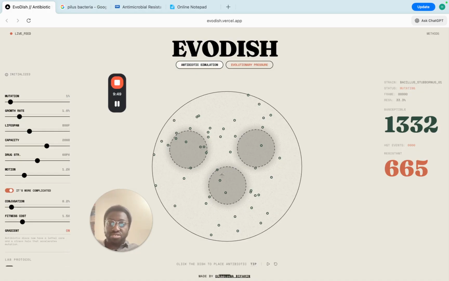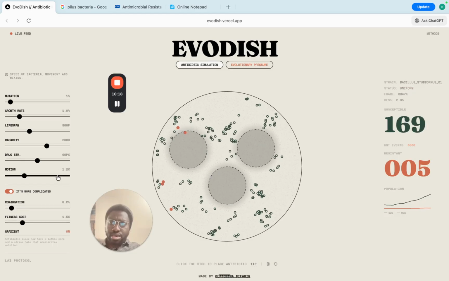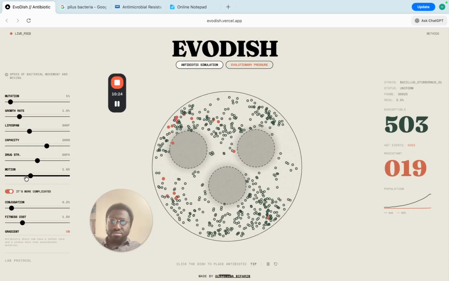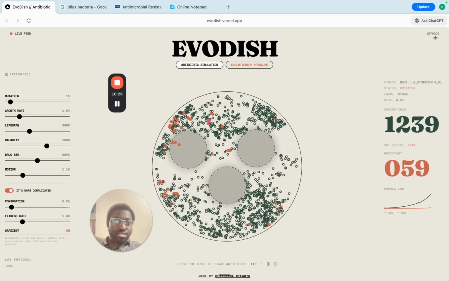And then of course there's this gradient, this halo that you see around the antibiotic discs. Essentially this is the stress halo that accelerates the mutation in the susceptible bacteria that are present in that area. Okay, so our experimental condition is set. Let's just press go and see what happens. Actually, instead of speeding it up, let this cook.